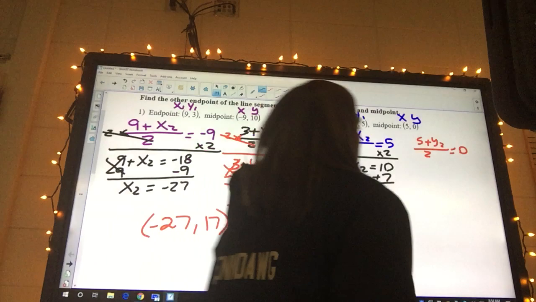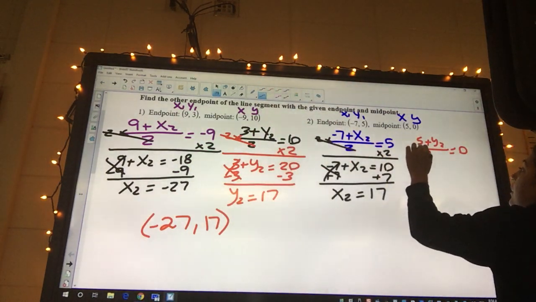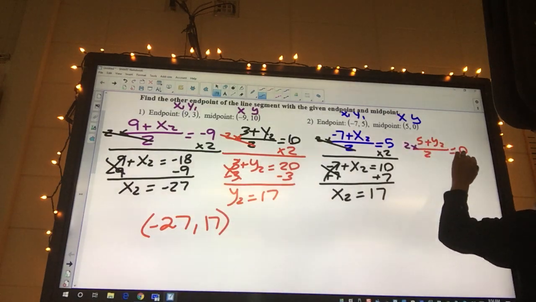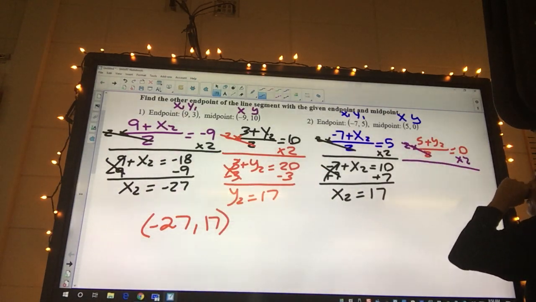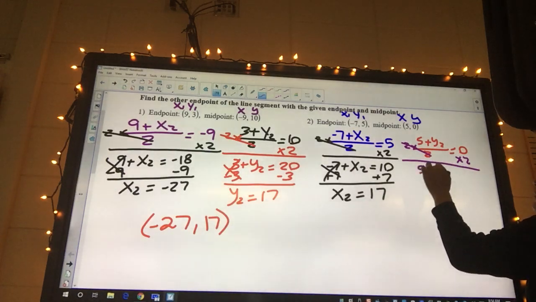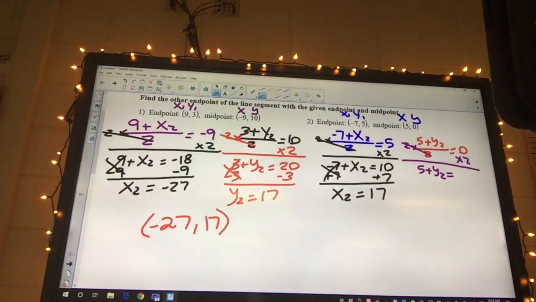And then for the y's, my very first step is going to be multiplying by 2 on both sides. So I got 5 plus y sub 2, 0 times 2 is just going to be 0. So I got 5 plus y sub 2 equals 0.